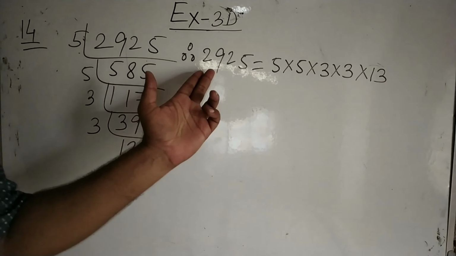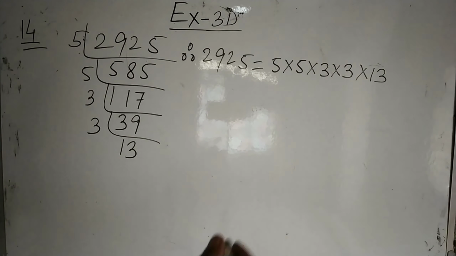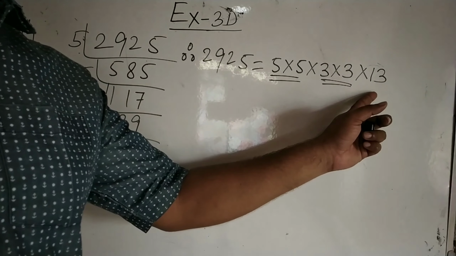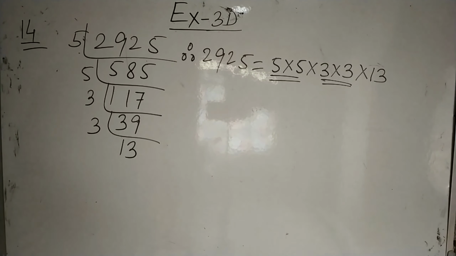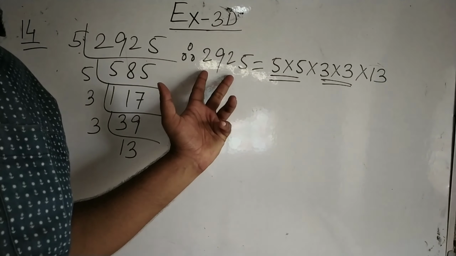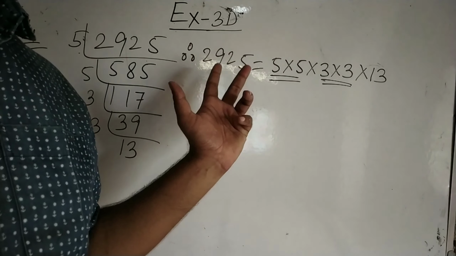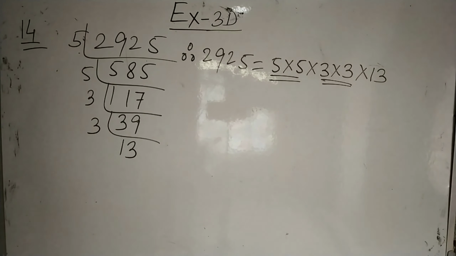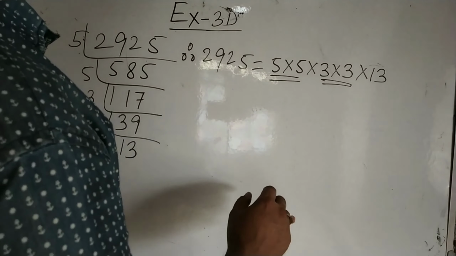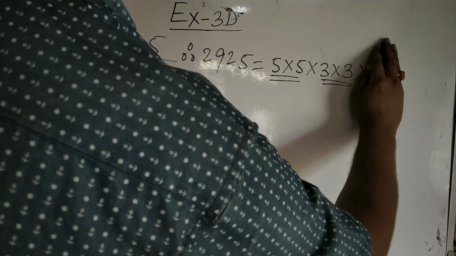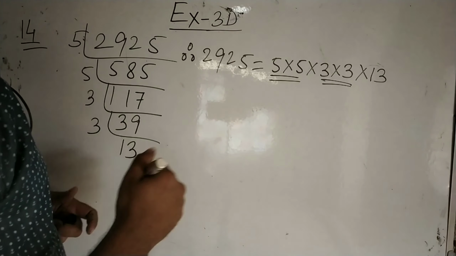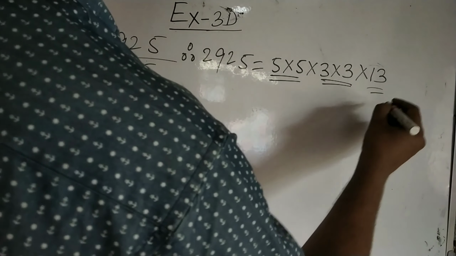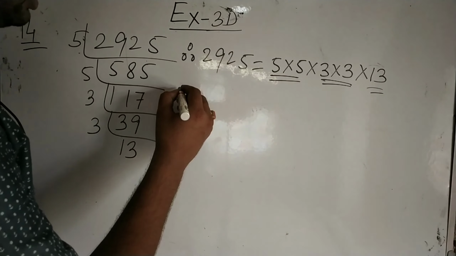Again, look at the factors of 2925. We have 5 two times, 3 two times, but 13 a single time, one time. So if we divide this number by 13, then there will be no factor like 13. Okay? If we divide 2925 by 13, then there will be no factor 13. So here also the method is: the number which is single, that is the result. Therefore, write down.